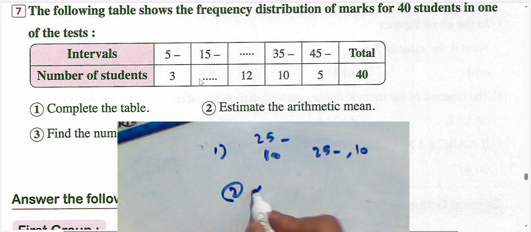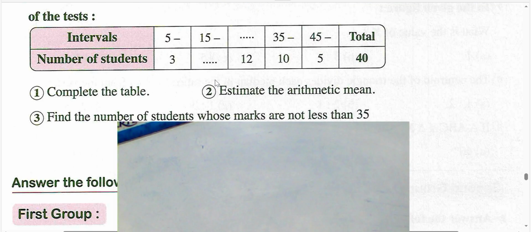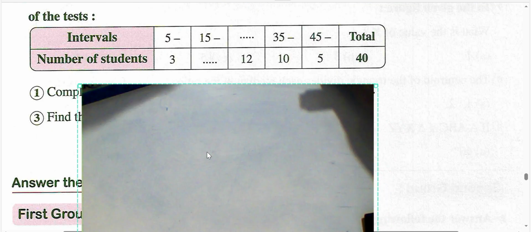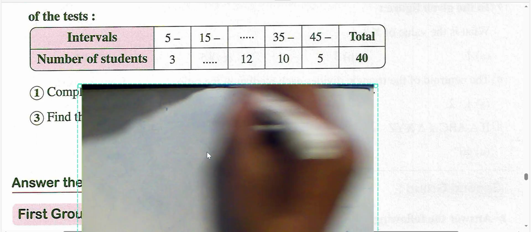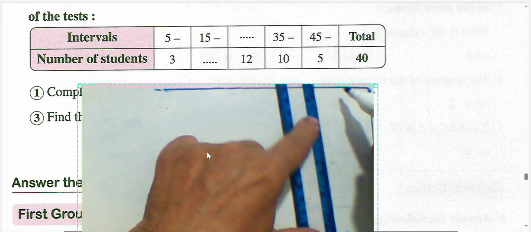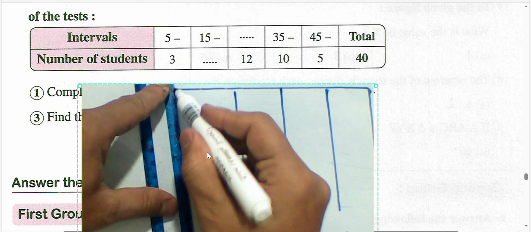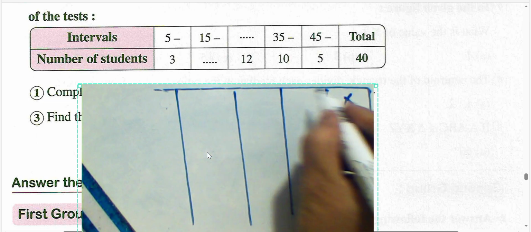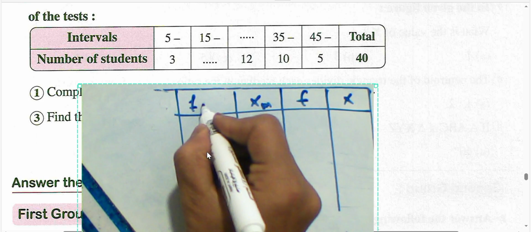Next, number 2, he wants to find the arithmetic mean. How can we find the arithmetic mean? We must draw the table. To remember how to find the arithmetic mean, draw the table and divide it into 4 parts: X and frequency, the center of each set, and the product between frequency and the center of each set, like this.